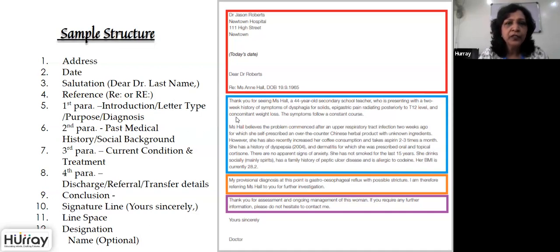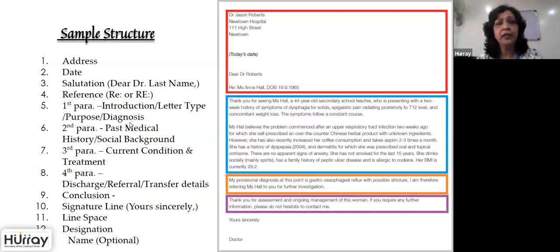In the first paragraph, you start with the introduction. In the introduction, you write what type of letter it is, whether it's a discharge letter, referral letter, or transfer letter. Then you write the purpose for what you're writing the letter, and then the diagnosis of the patient.